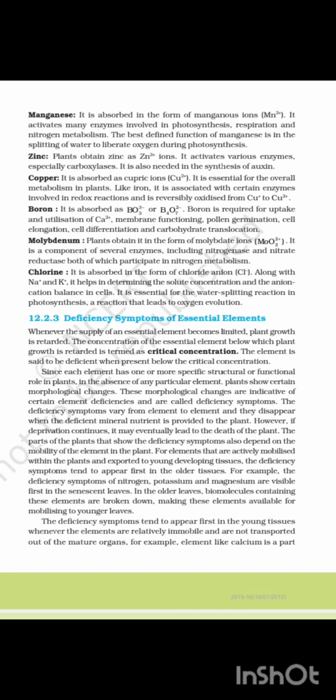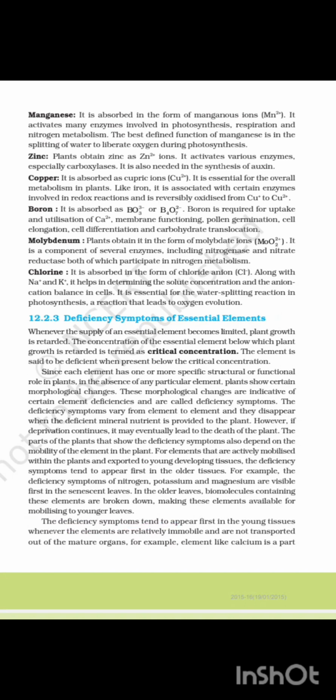The part of the plant that shows the deficiency symptom also depends on the mobility of the element in the plant. For elements that are actively mobilized within the plant and exported to young developing tissues, the deficiency symptoms tend to appear first in older tissues. For example, the deficiency symptoms of nitrogen, potassium, and magnesium are visible first in the senescent leaves. In the older leaves, biomolecules containing these elements are broken down, making these elements available for mobilizing to young leaves.